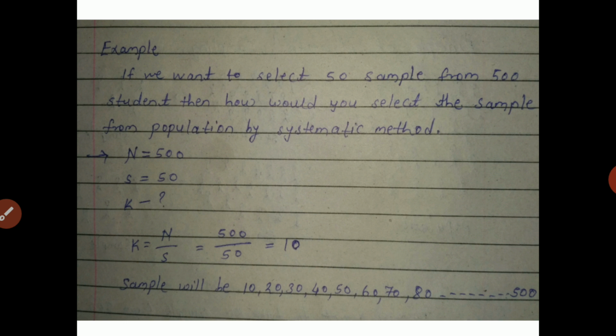How can we select the sample from the population by the systematic method? By calculating k. So k is equal to N divided by S, that is 500 divided by 50, equal to 10. So the samples that we want to select will be at positions 10, 20, 30, 40, 50, 60, 70, 80, and up to 500. So this is how we can select the sample systematically in random sampling.